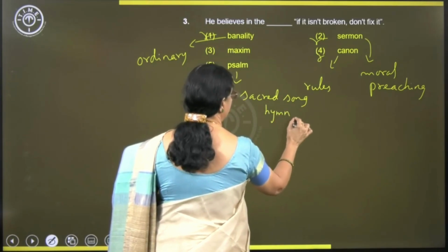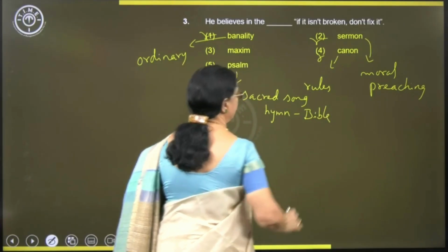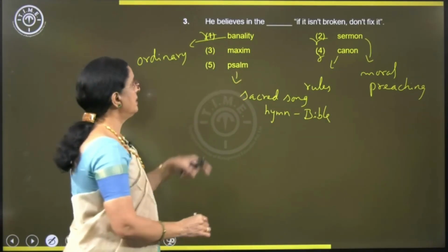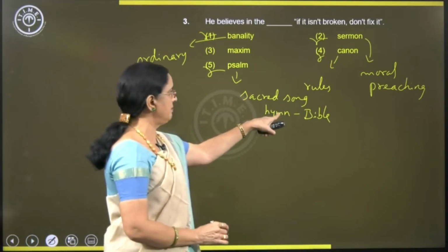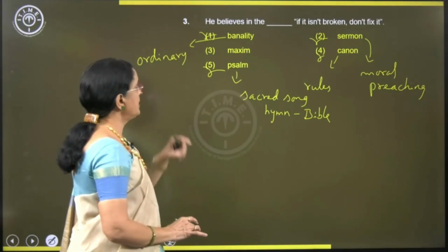You understand? It has the biblical reference. Do you get it? He believes in the psalm. That's not the psalm. Alright. So, prayer. Psalm is related to prayer. Okay. So, that's not a prayer. You know that. So, what's the answer?